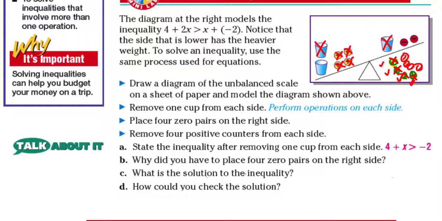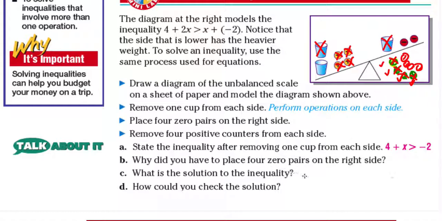Okay, so why did you have to place the 4 zero pairs? Remember these 4 zero pairs? We took out the 4 zero pairs because we want to subtract. We want to remove 4 positive counters from each side. And we cannot remove 4 positive counters from each side if the right side doesn't even have a positive counter. So we put 4 zero pairs.